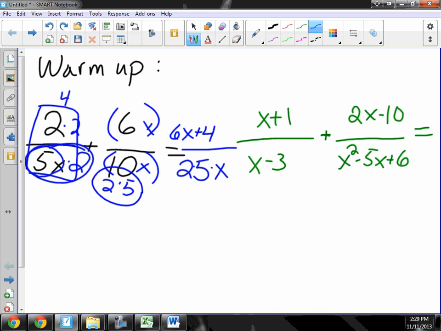Now I need to factor it to see if anything cancels. Can I factor 6x plus 4? I can pull out a 2. If I pull out a 2, is it going to cancel? Yes. If it's not going to cancel, I might as well not pull it out. So I pull out a 2 times 3x plus 2, and notice this 2 cancels that 2, so my final answer is 3x plus 2 over 5x.